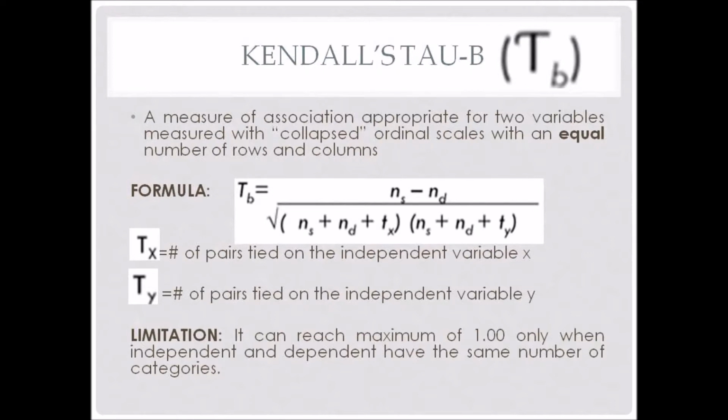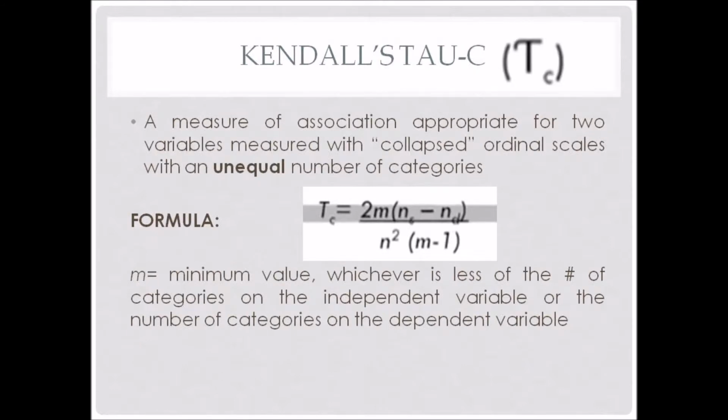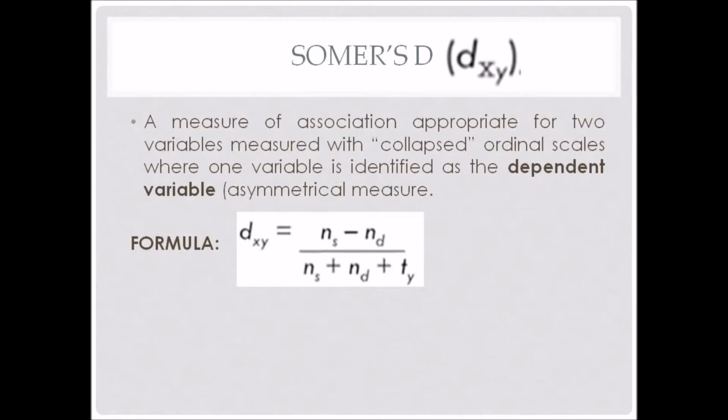Kendall's tau b is a measure of association appropriate for 2 variables measured with collapsed ordinal scales with an equal number of rows and columns. Tau c is appropriate for 2 variables measured with collapsed ordinal scales with an unequal number of categories. Somers D is appropriate for 2 variables measured with collapsed ordinal scales where one variable is identified as the dependent variable.